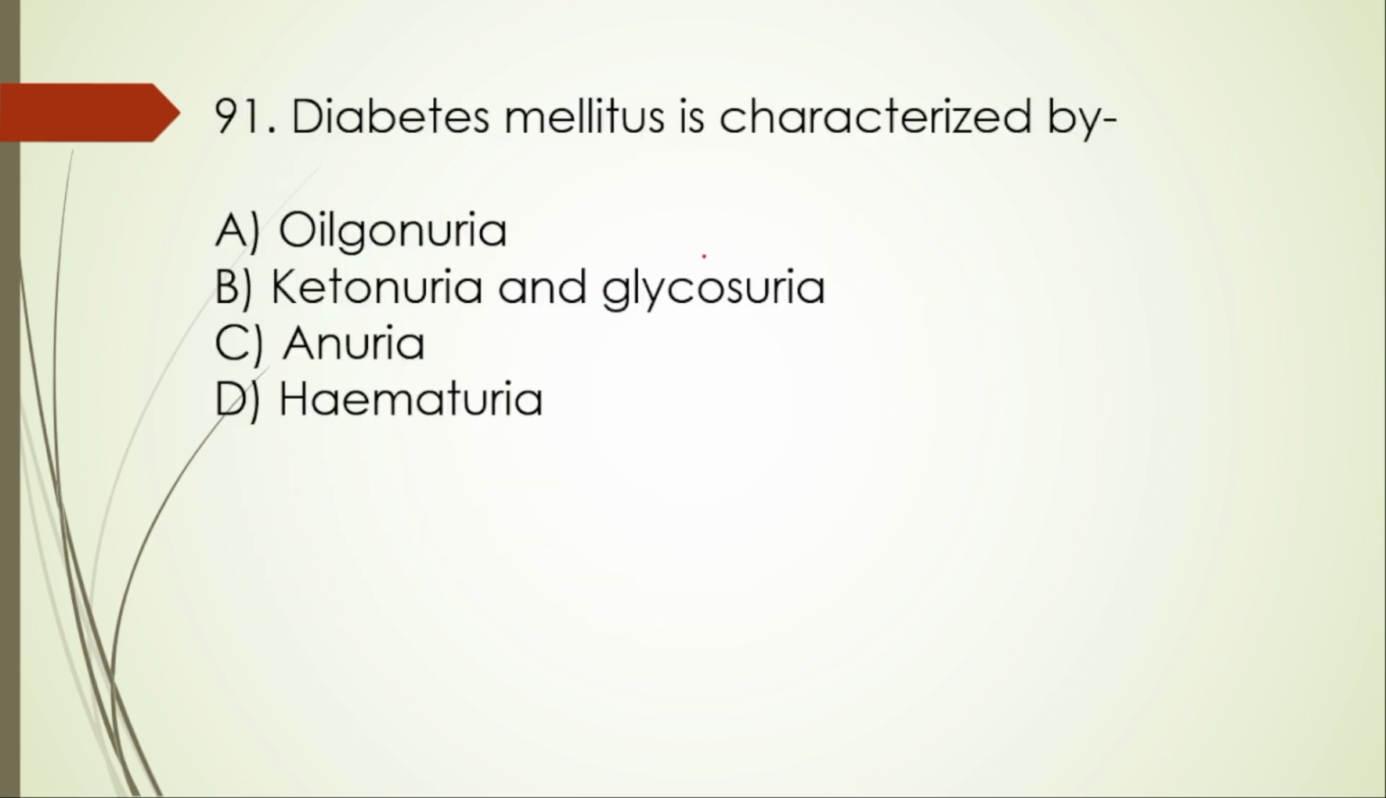Next, 91. Diabetes mellitus is characterized by oliguria, ketonuria and then glycosuria, anuria, hematuria. So here the right option is option B. Why? Because glycosuria is the presence of excess glucose in the urine, and ketonuria is the presence of ketone bodies in urine, which happens when the body breaks down fat for energy instead of glucose. Means instead of glucose what happens? There will be a breakdown of the fat.